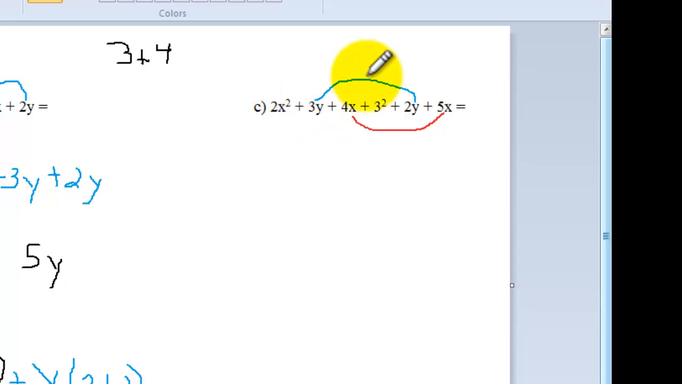Okay, so for this problem, 2x squared has nothing to combine it with, so no matter what, at the end of my problem, I'm still going to have a 2x squared. Can't do anything more with it. The 3y and the 2y will be combined, so we're going to just combine those in this example. 3 plus 2 is 5, so it's a plus and a plus, that gives me a plus 5y. And then I'm going to combine the 4x and the 5x. That's 4 plus 5 gives me a plus 9x.